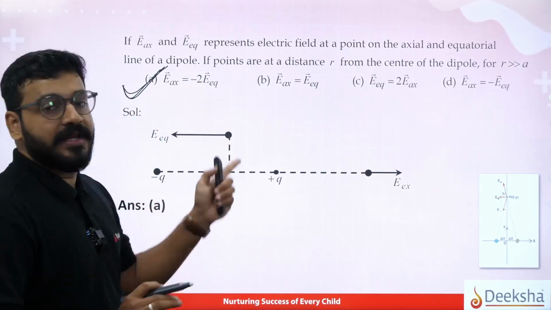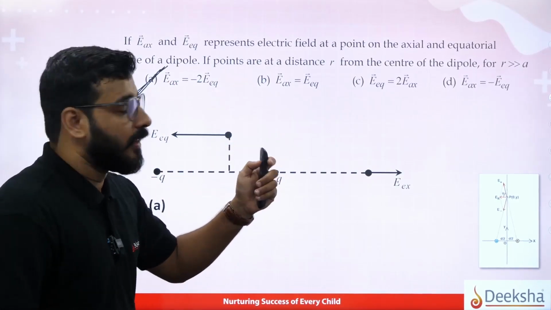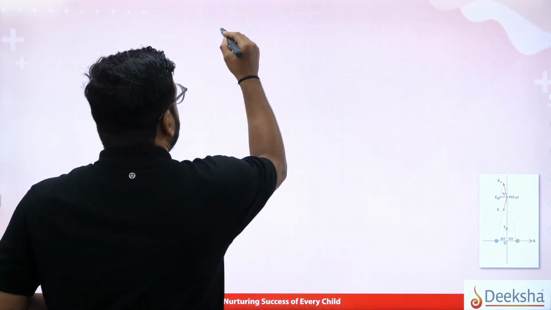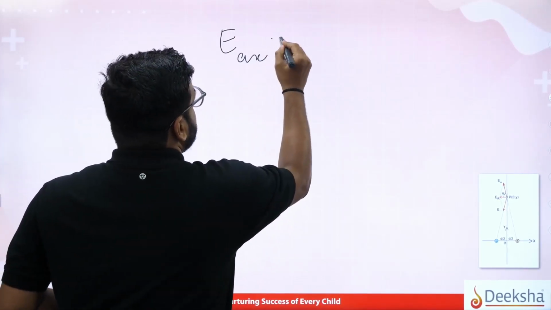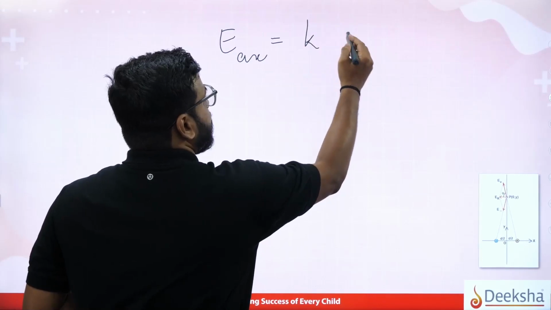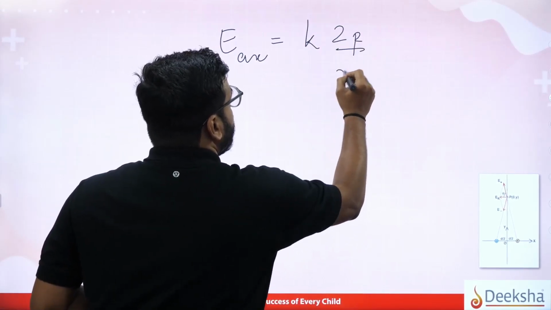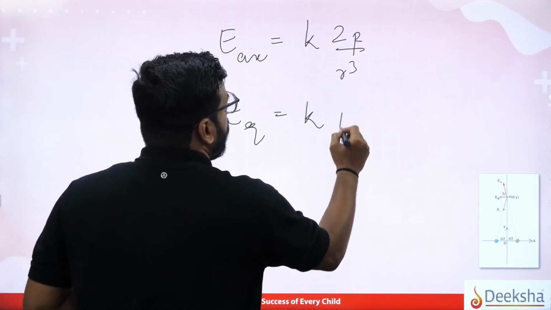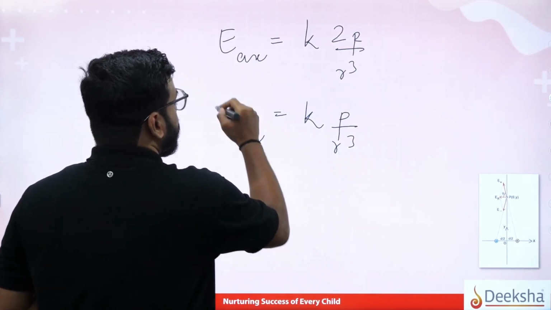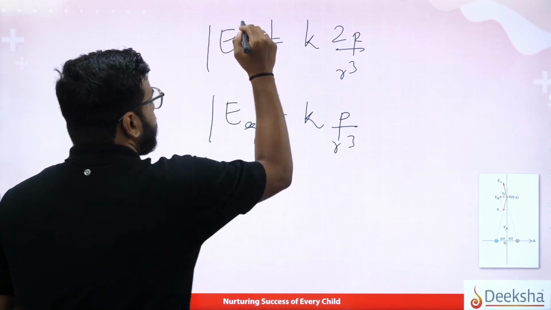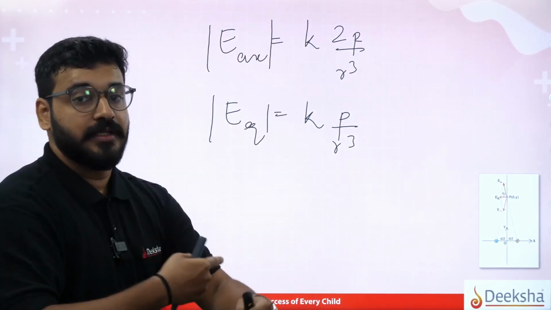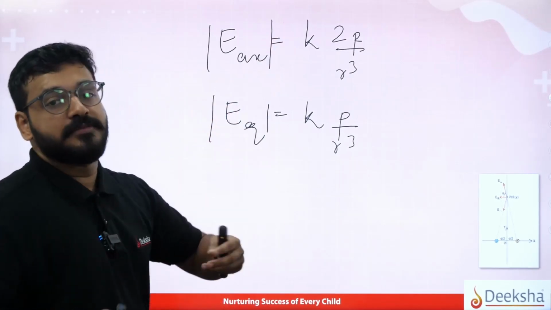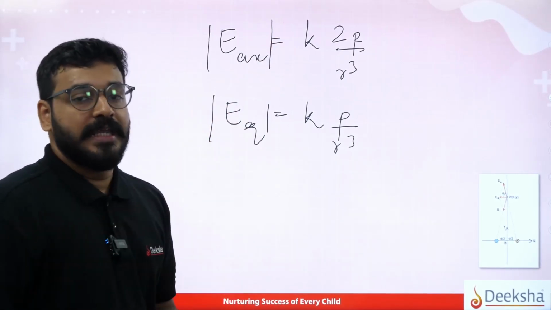So E axial is minus 2 times E equatorial, because the formulas are very important, they have to be at your fingertips. E axial is 1 by 4 pi epsilon, I will write it as k, into 2p by r cube, and E equatorial is k into p by r cube. So this is magnitude wise, but they are in opposite directions, so you can easily write E axial is minus 2 times E equatorial.